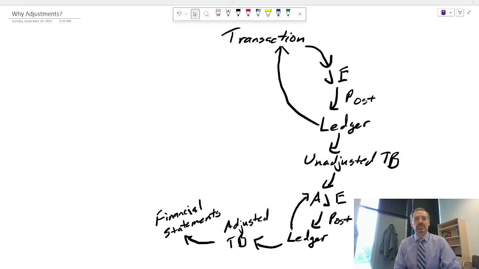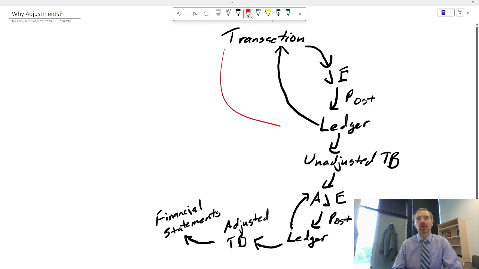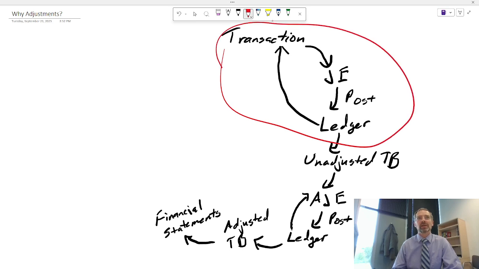This chapter is all about adjusting journal entries and the adjustment process. First of all, we want to explore why we are doing adjusting entries and when we do them. For the most part, I've drawn part of the accounting cycle here. For the most part, the business lives in this part of the accounting cycle. That's like 99% of the time we are going to be in here.